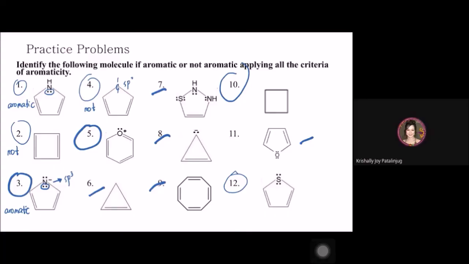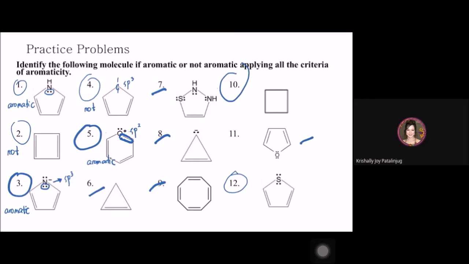What about this one? Oxygen here, is it sp2 or sp3? Very good, sp2. When an atom carries 1 double bond, it is automatically sp2. If it is sp2 hybridized and carries a lone pair, that will not be counted as pi electrons. The pi electrons are the double bonds. So automatically 6, a total of 6 pi electrons. So, this is aromatic.